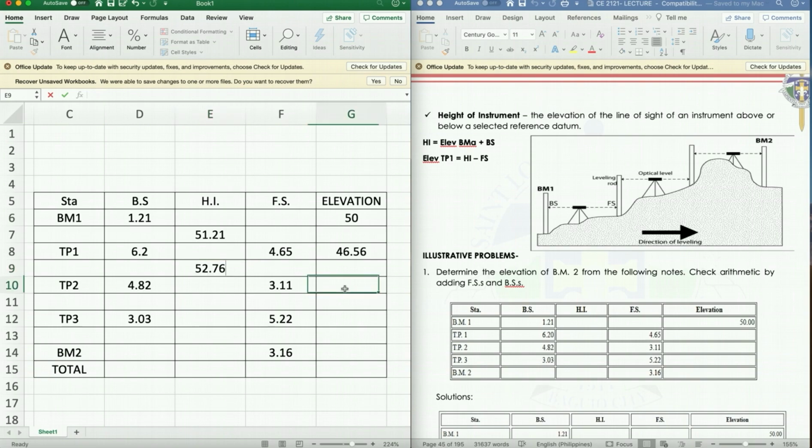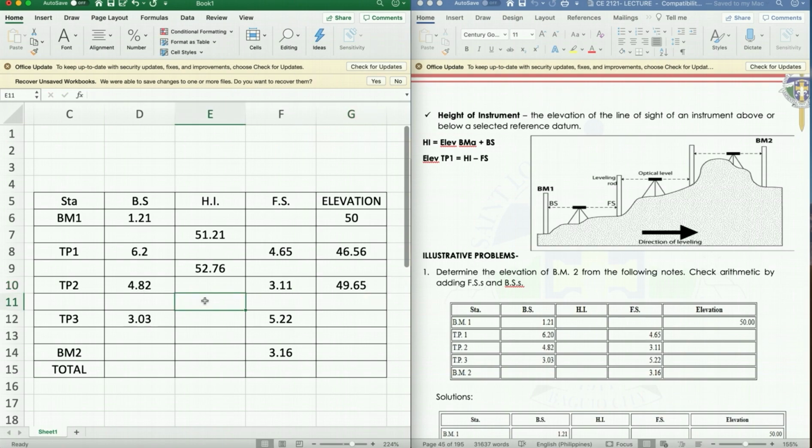Now, to get the elevation of turning point number 2, it is the height of the instrument minus the foresight of this setup. So height of the instrument minus 3.11 is 49.65. Next, 49.65 plus 4.82 is equivalent to 54.47.